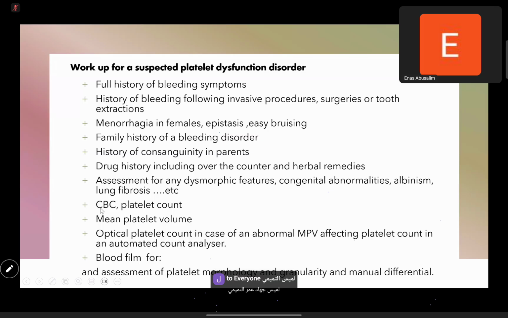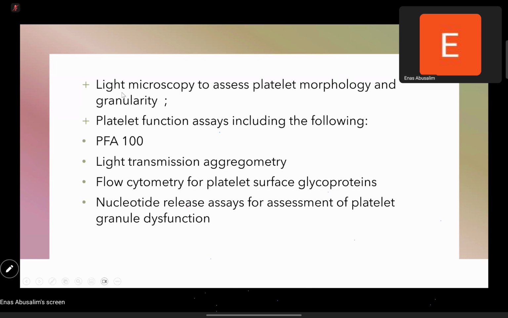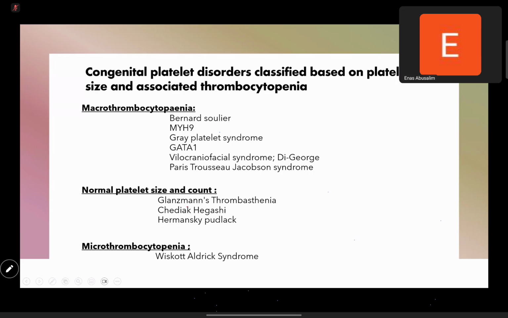Workup: it's important to at least start with a CBC, a mean platelet volume, and a blood film, to assess the platelet morphology and the size of the platelets, and make sure whether it's actually an isolated platelet dysfunction or if there's anything else going on, like red cell fragments, for instance. So the light microscopy will give you the morphology and the granularity of the platelets, and then you have platelet function assays. The platelet function assays include these 4 assays. Now, what the PFA-100 is, I don't know if I've mentioned it before. When I get to it, I'll explain it, don't worry.